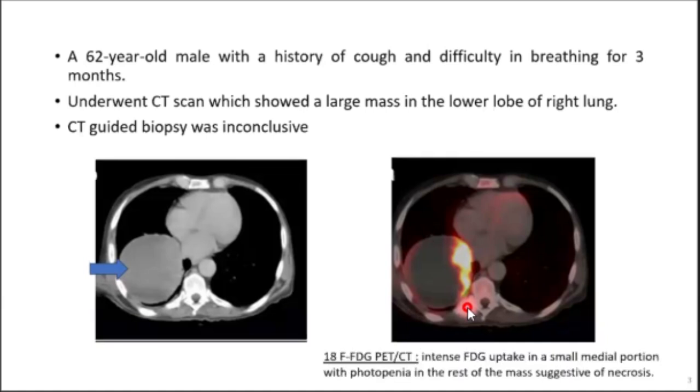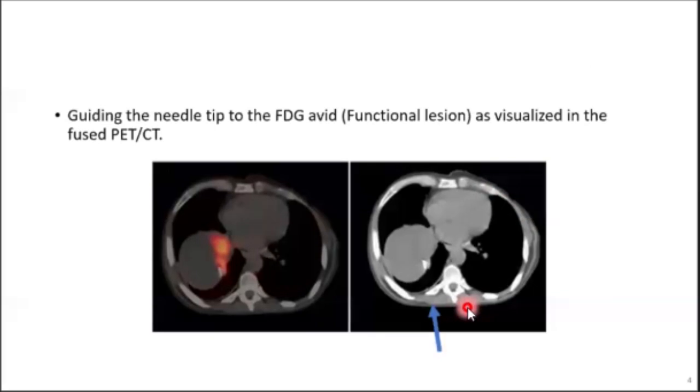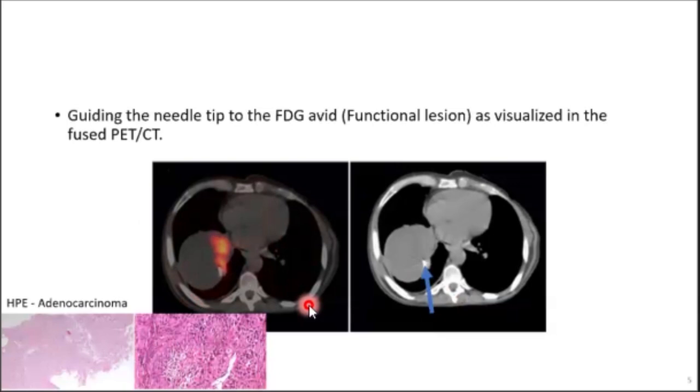So this time, the needle was placed in this area only. You can see the needle tip here. So this coaxial needle tip was inserted into the metabolic area of the lesion, and the biopsy was taken from this lesion only. And this turns out to be adenocarcinoma of the lung. So here you can see the potential of FDG PET CT in the metabolic biopsy.